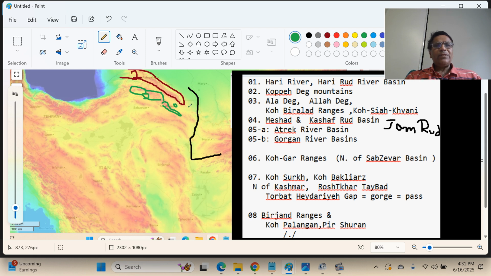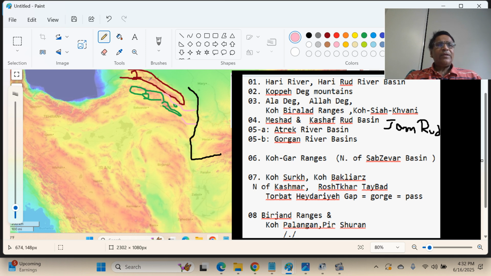And this is the Kashaf Rud, a very prominent river and river basin. This comes here like this, and it joins the Harirud river. There is also another river called Jamrud near a town called Jam, and this also joins the Harirud river or Hari river.